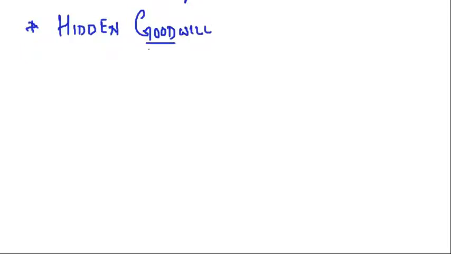What is hidden goodwill? Sometimes we are not given the direct information about the amount of goodwill that is being paid to the retiring partner. That is hidden information we have to identify. How to identify that?